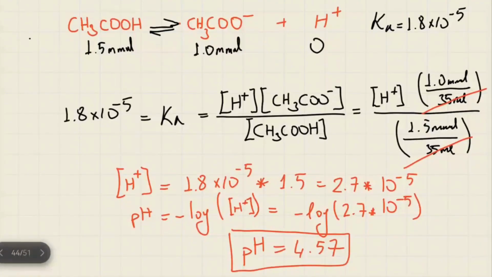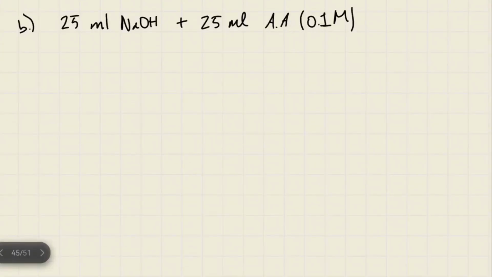For B, we have 5 milliliters of sodium hydroxide and 25 milliliters of the acetic acid. So again, there's a neutralization reaction.